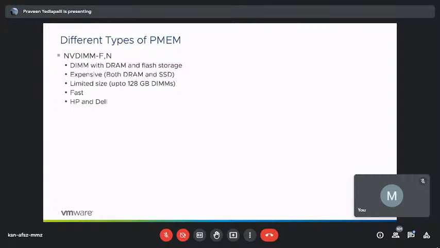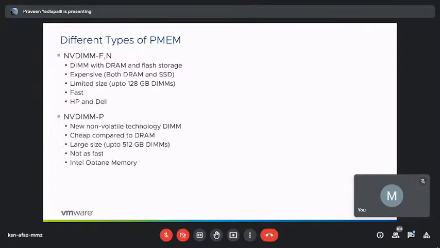The other type of NVDIMM is called NVDIMM-P, which is a totally new non-volatile technology DIMM. That means there is no DRAM and no storage on the DIMM. It's a new type of material on the DIMM, so it has this property of persistence. Even when you power off, it will remember all the data, just like a storage SSD. It won't lose all the data like DRAM.